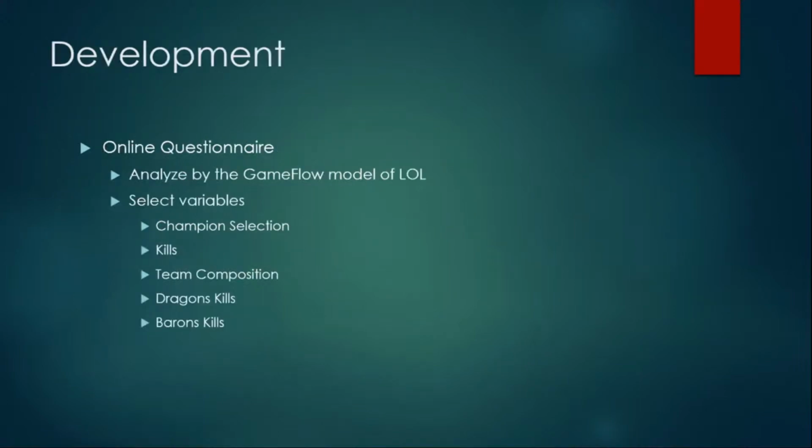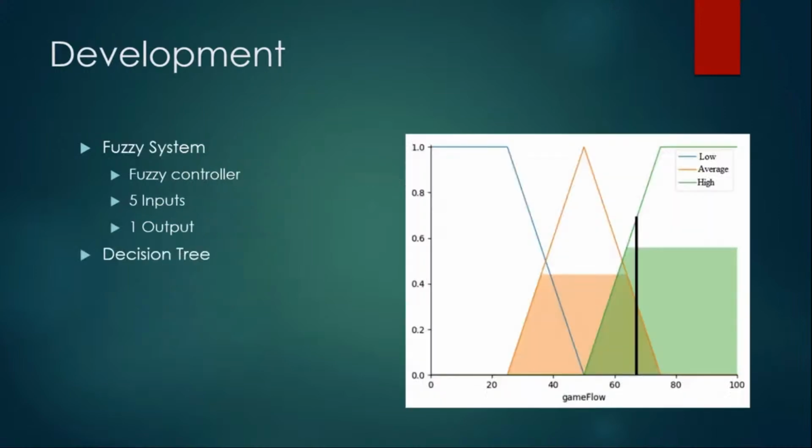First, the online questionnaire allowed the participants, the League players, to provide information that made it possible to analyze League of Legends by the game flow model, and also to define the most promising variables of game flow, which were selected: champion selection, kills, team composition, dragon kills, and baron kills.